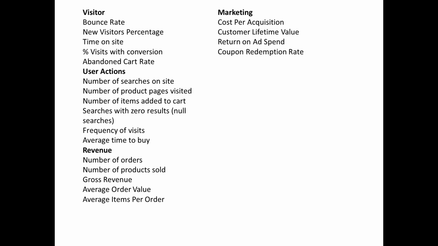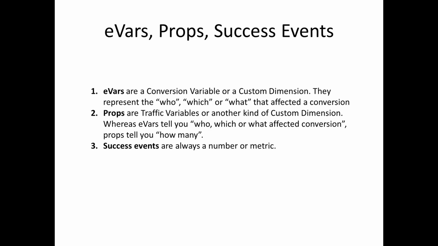This is an important distinction to make, the dimensions versus metrics. And we get into Adobe's specific nomenclature or jargon that they use for their implementation. If you ever talk to anybody about Adobe Analytics, you'll start to hear things called EVARs, props, and success events. EVARs are a custom variable, called a conversion variable, or a custom dimension.